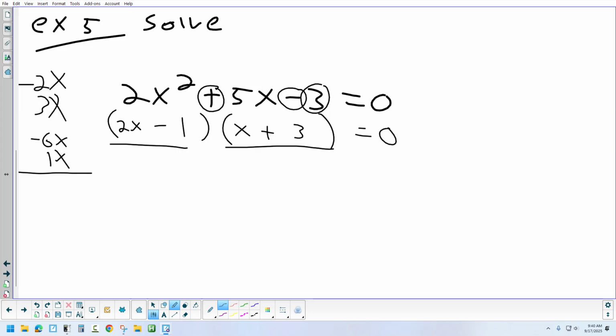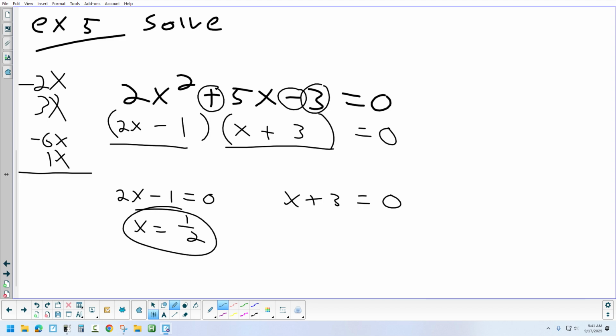Don't we make them into two equations that both equal 0? Yes, you set them both equal to 0, setting up two equations. Perfect. 2x minus 1 equals 0. x plus 3 equals 0. And now you have two linear equations to solve. So you're going to get x equals 1/2. x equals negative 3.